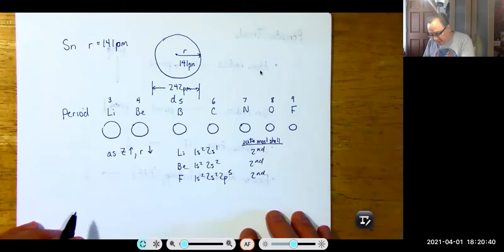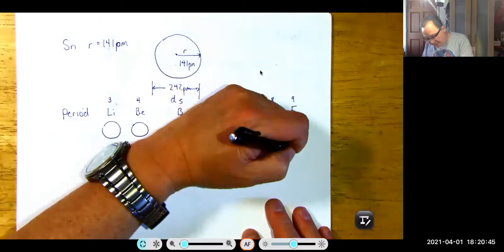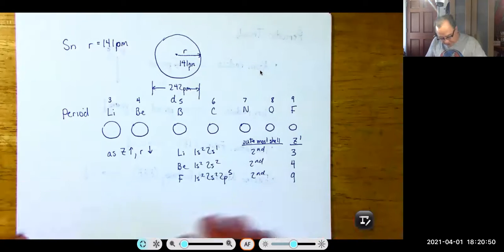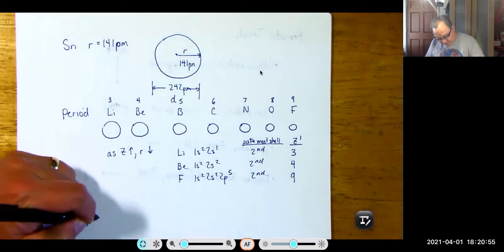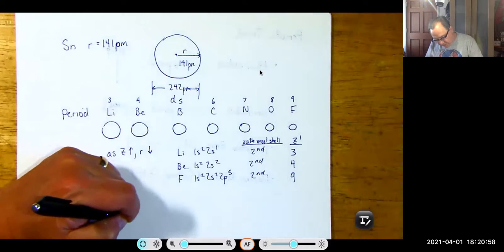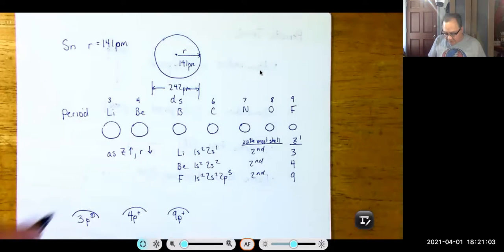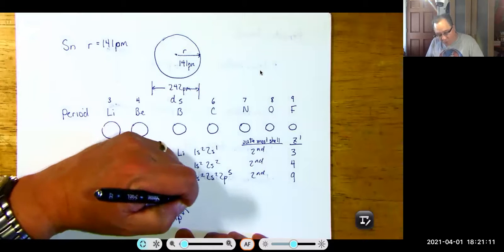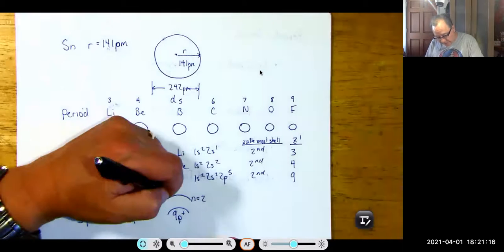But that's not the case. What actually happens is that when you look at the Z, we've got 3, 4, and 9. So here's the way it works. When you have 3 protons in your nucleus, 4 protons, and 9 protons, and you're pulling in that outermost shell, the 9 protons is going to pull in that outermost shell more tightly because there's more protons attracting the electrons in that outermost shell.